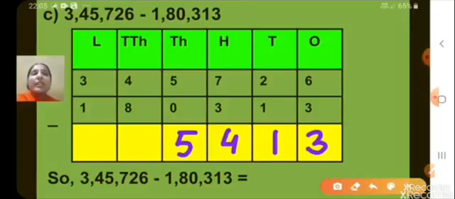Now let's move to 10,000s column. So 4 minus 8, that is not possible. It means we have to borrow from lakhs place. And what is the digit at the lakhs place?